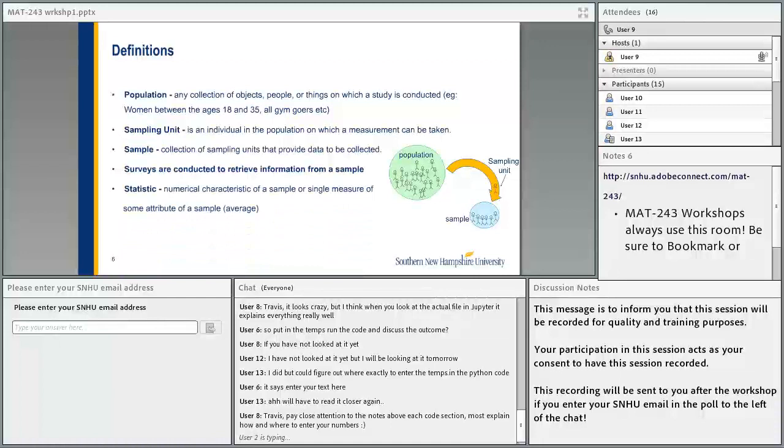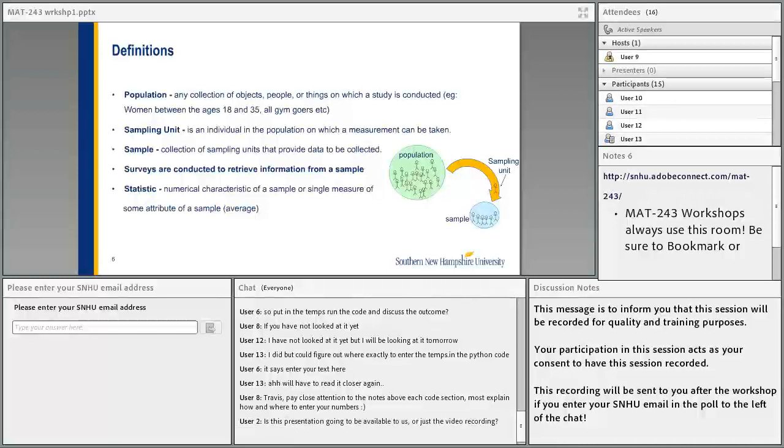Surveys are conducted to retrieve information from a sample. And statistic, it's the numerical characteristic of a sample or a single measure of some attribute of a sample. For example, the mean, the median, the mode, these are all statistics.